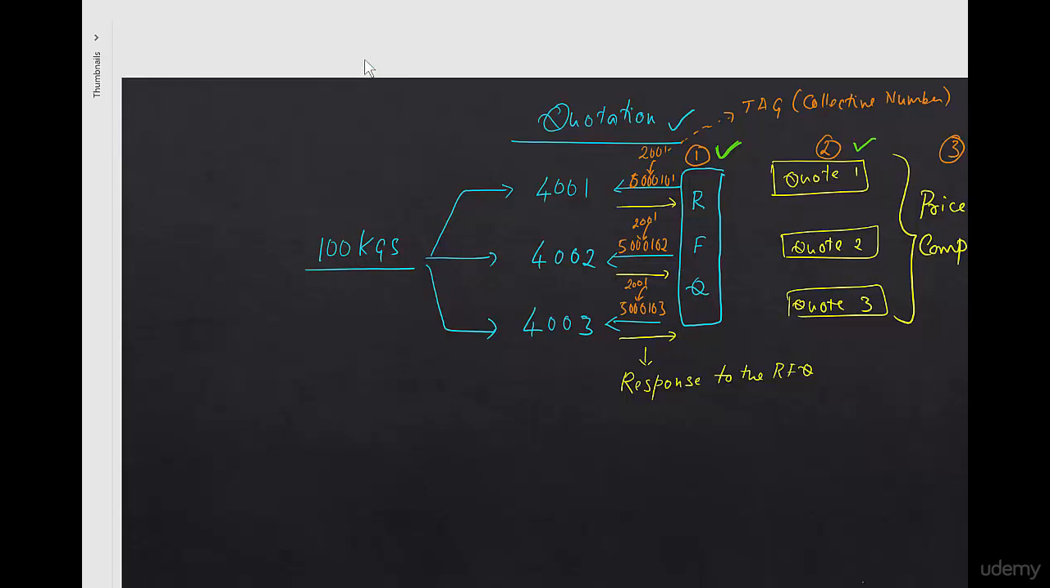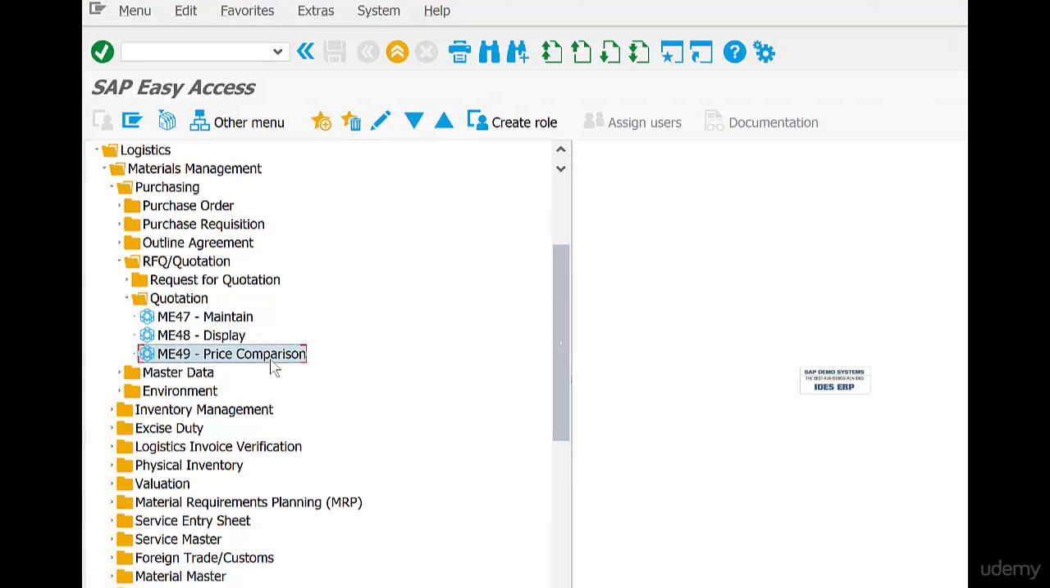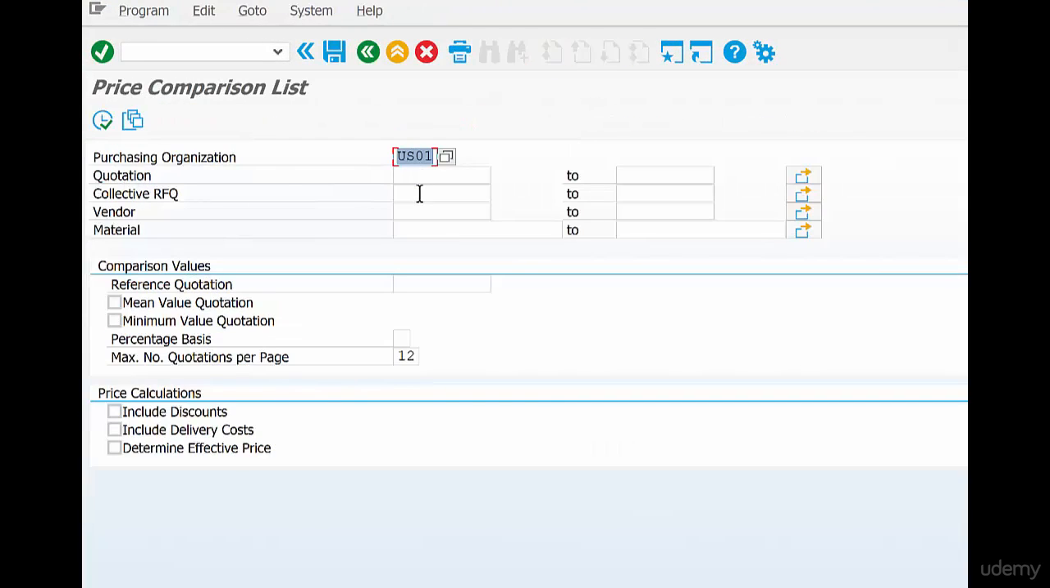Now we have done step number 2. We have put the prices in there and saved it. And in order to pull down those RFQs, we have used the collective number 2001. Now the third step is price comparison. We need to compare the prices between all the quotes and pick the winner. So click on price comparison, and then again use collective number 2001.